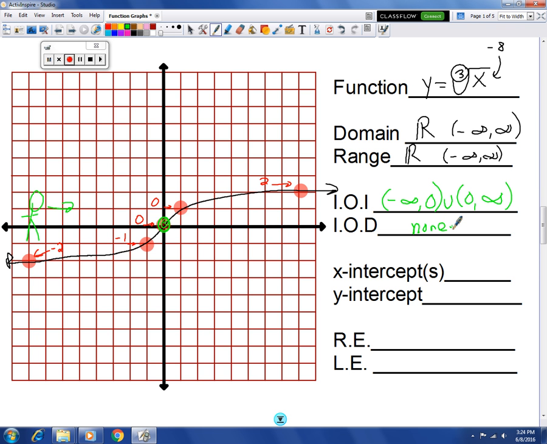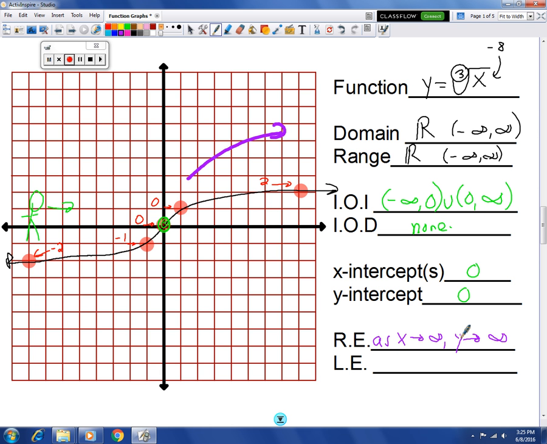X-intercept touches the x-axis at 0, touches the y-axis at 0. The right-hand behavior. Okay, so as we go to the right, the graph sweeps up. So I'm going to write it this way. As x approaches infinity, y approaches infinity. Okay, it goes up very, very slowly, but it goes up.